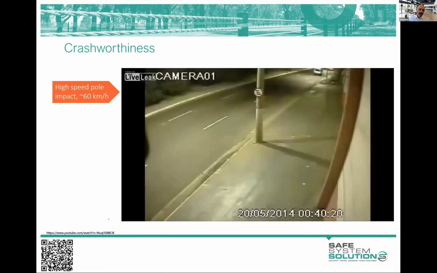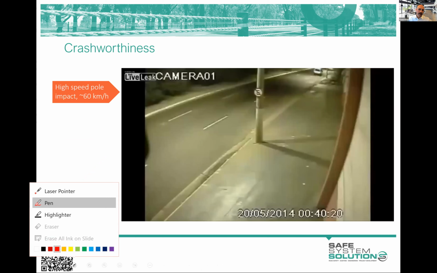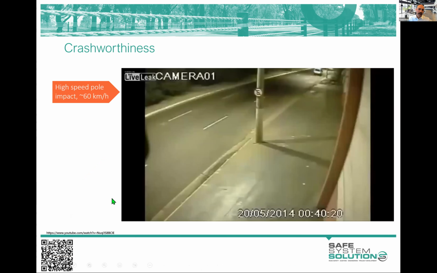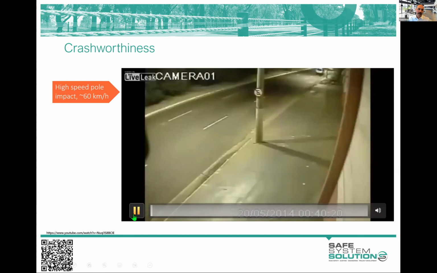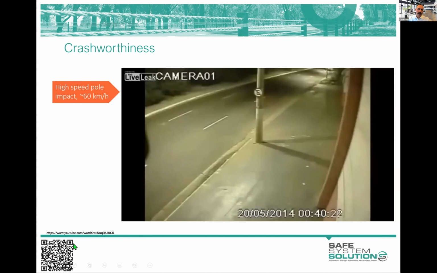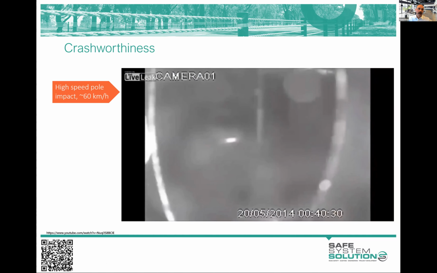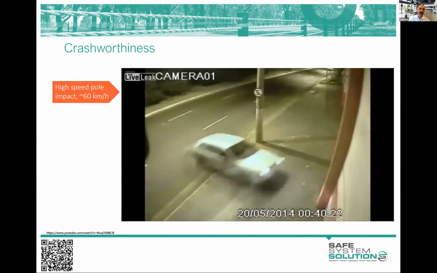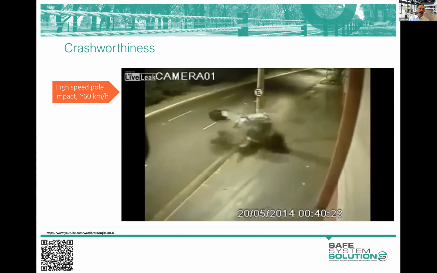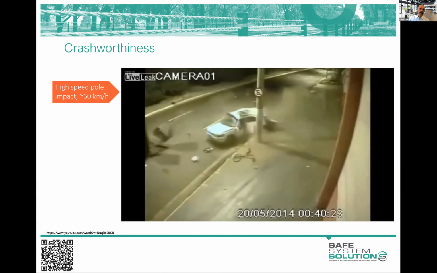Just to show you some of the violence and energy involved in this. This was predicted to be a 60-kilometre-per-hour impact with a pole. This shows you the sort of forces that we're dealing with. I mean, that's just incredible, the violence in that, and the energy transfer, and it's unsurvivable stuff. And that's just estimated at 60.